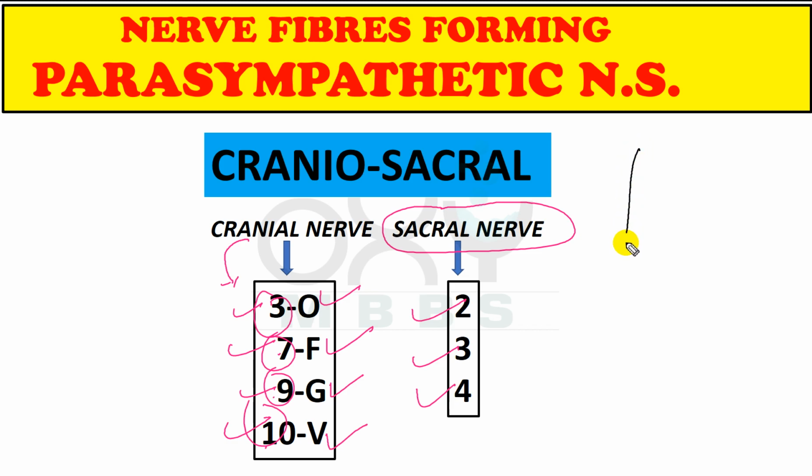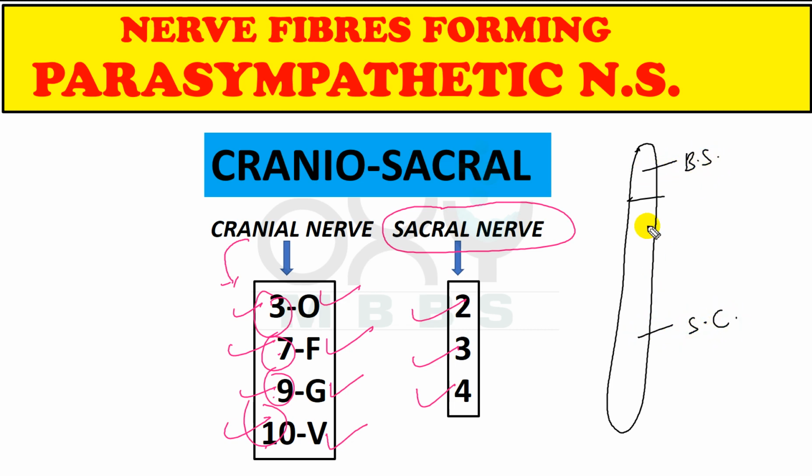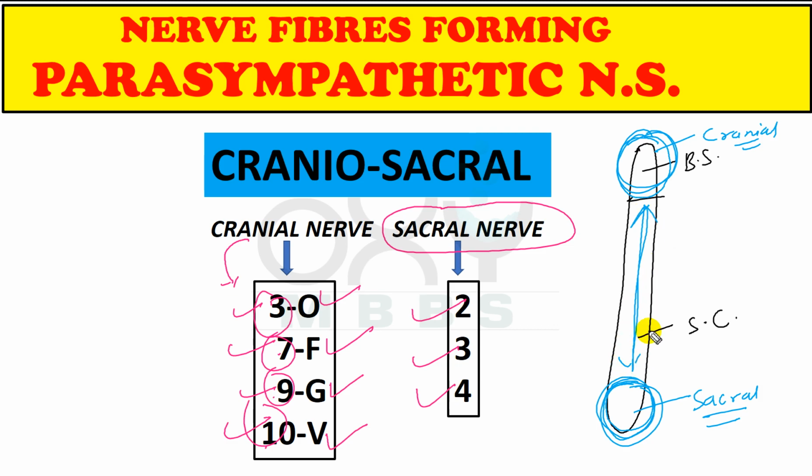So if this is our central nervous system, in which this is the brain stem and this is the spinal cord, then from the brain stem the cranial nerves emerge, and the lowest portion of the spinal cord is the sacral part. So this is the cranial part in the brain stem and the sacral part in the lowest part of the spinal cord. These are present on the periphery. And in the central part there are the thoracic and lumbar regions.